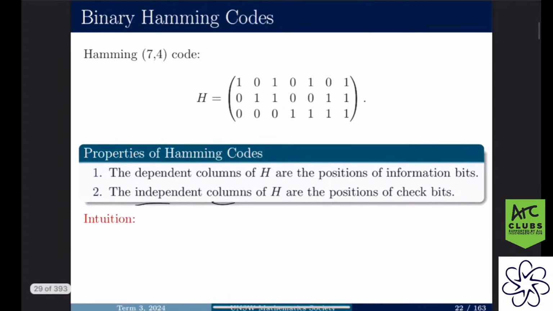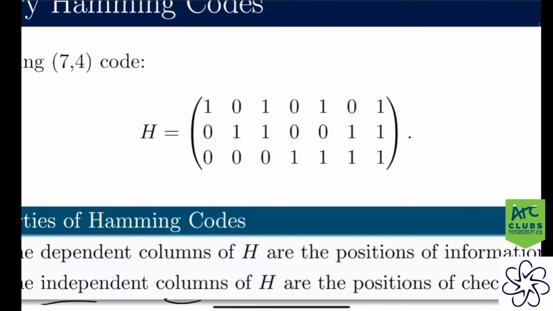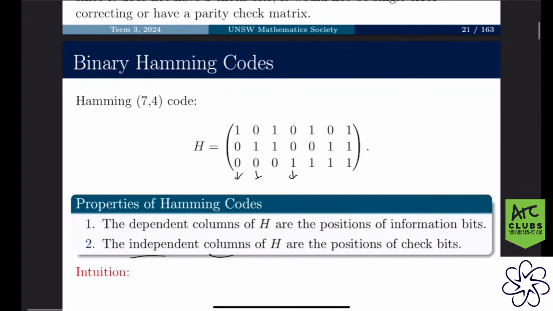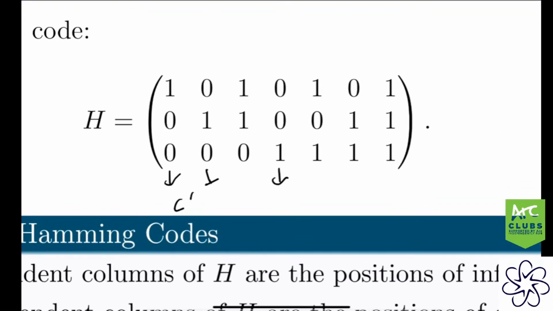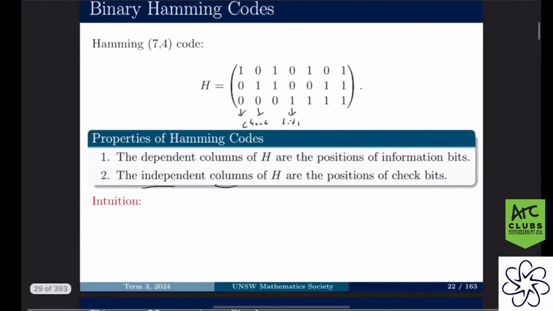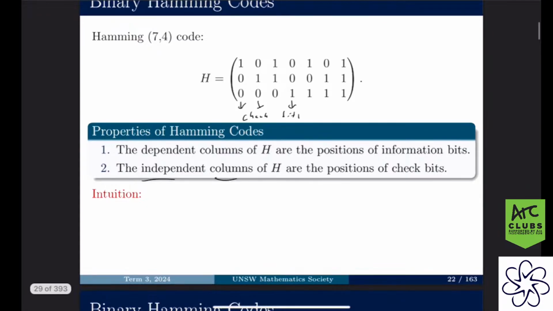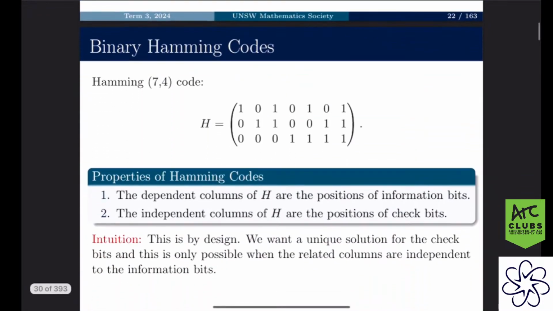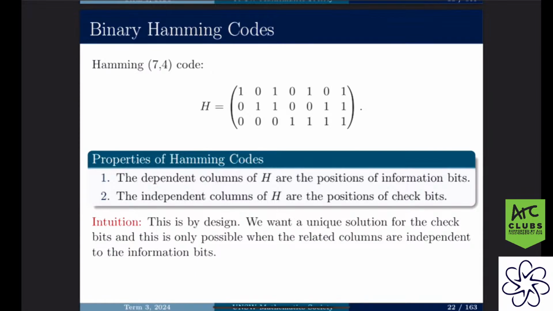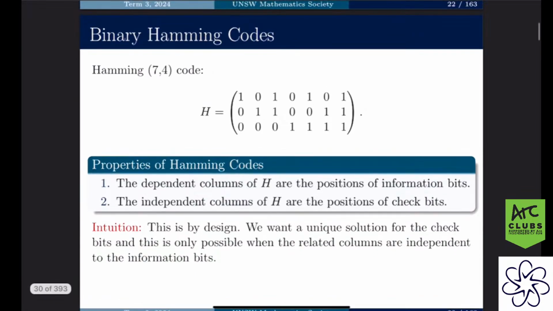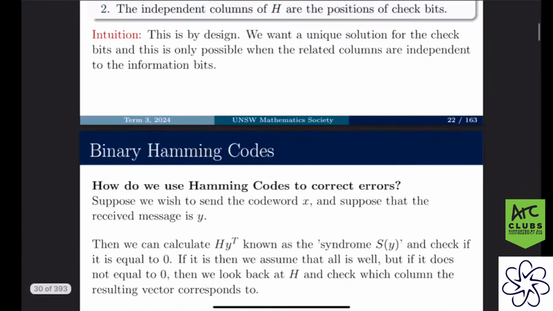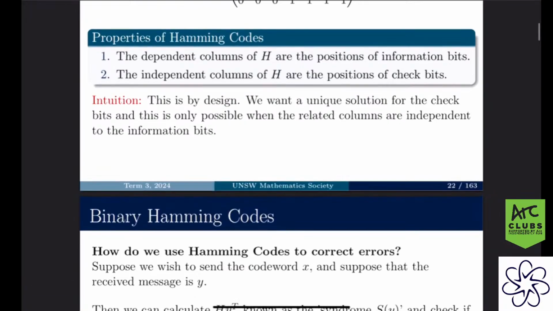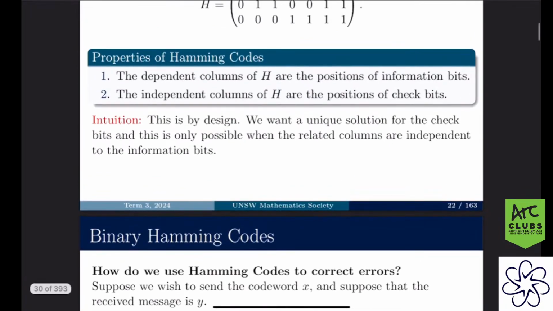bits. So in this scenario here, we can see that the first column, the second column, and the fourth column are going to be the check bits, and the other columns will represent our information bits, or the positions of our information bits. And the intuition here is that we want a unique solution for the check bits as well, and that will only be possible when we have independent columns for the information. Only the related columns are independent to the information bits.